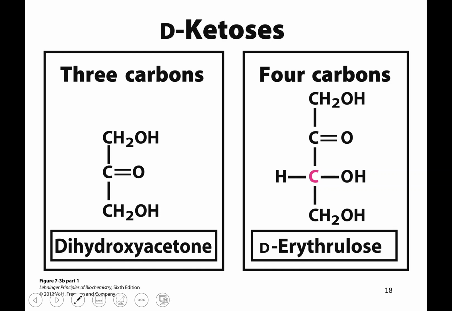Now let's go through and look at the same structures, but the ketose forms of these. For 3 carbons, instead of an aldehyde group with the carbonyl at the end, we have a carbonyl in the middle, and that's the ketone functional group, so that's why we call these ketoses. For 3 carbons, that would be dihydroxyacetone. 4 carbons, and you'll notice here there's no stereocenters, so there is no L and D form of that one.